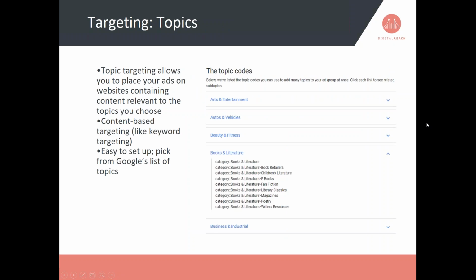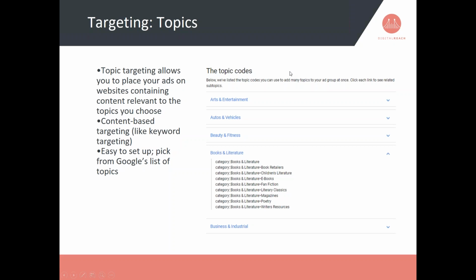All right, next form of targeting, and this might be the form of targeting that I've had the most success with aside from remarketing. I put remarketing in its own category because I feel like everyone should be doing remarketing, but these other forms of display targeting I think are a bit more unique. So topic targeting is very similar to keyword targeting in that it's content-based. It allows you to place your ads on websites containing content relevant to the topics that you choose.